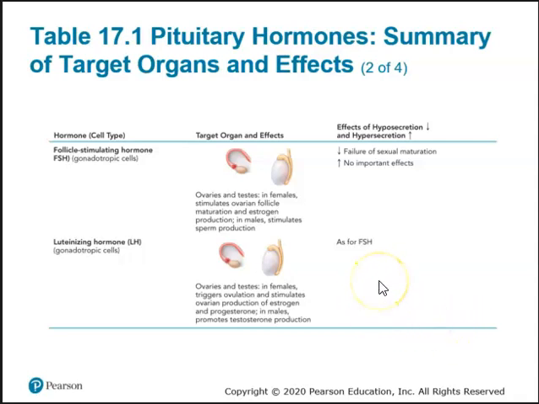So with luteinizing hormone, again, target organs include the gonads, such as the ovaries and testes. In females, we know that when we have that spike of luteinizing hormone once a month, this triggers ovulation and also stimulates the ovarian production of estrogen and progesterone. In males, it promotes testosterone production. Its effects of increase or decrease are usually the same as FSH.